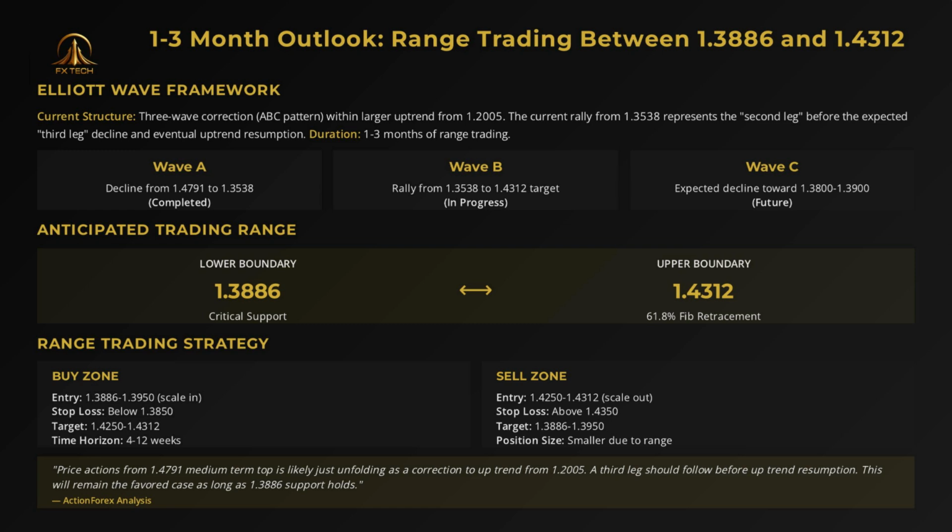resumes. Swing traders should look to buy dips toward 1.3886 to 1.3950, with stops below 1.3850 and targets at 1.4250 to 1.4312. Conversely, sell rallies toward 1.4250 to 1.4312, with stops above 1.4350 and targets back at 1.3886 to 1.3950. This range-bound environment favors scaling in and out of positions at the extremes rather than chasing breakouts.